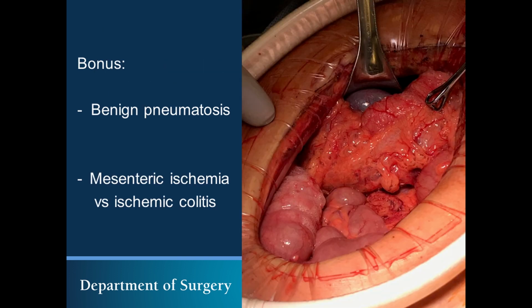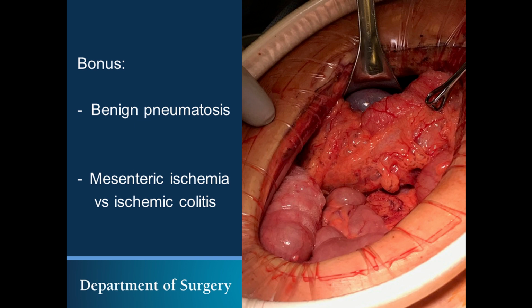Finally, I wanted to mention a few more clinical pearls that can be confused or are associated with mesenteric ischemia. First, the idea of benign pneumatosis. While many cases of pneumatosis intestinalis seen on CT scan come from an underlying pathology, there can be benign causes of pneumatosis, and these should be considered prior to taking a patient to the operating room, particularly if the patient is hemodynamically stable and not displaying signs of abdominal pain.